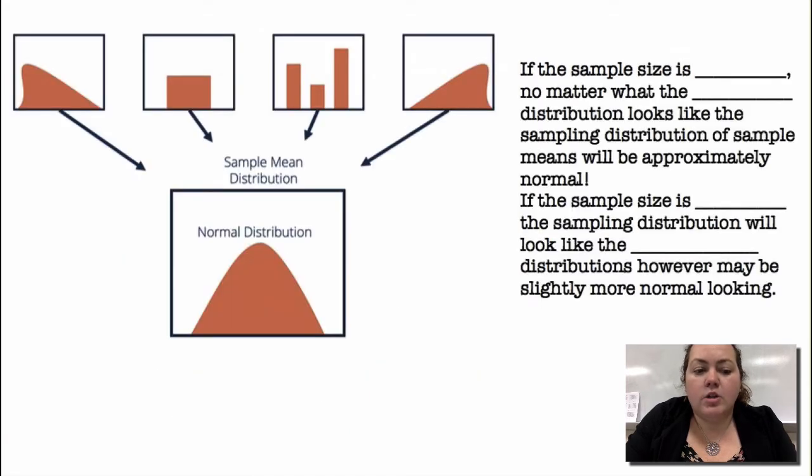All right, so here are just some rough pictures of different distributions, and you can see skewed right, uniform, multimodal, skewed left. If I do a sampling distribution of the sample means, my distribution is going to basically become normal. If the sample size is large, no matter what the population distribution looks like, the sampling distribution of sample means will be approximately normal. If the sample is small, the sampling distribution will look like the population distribution, however, slightly more normal looking. And as the sample size gets bigger, it gets more and more normal looking.